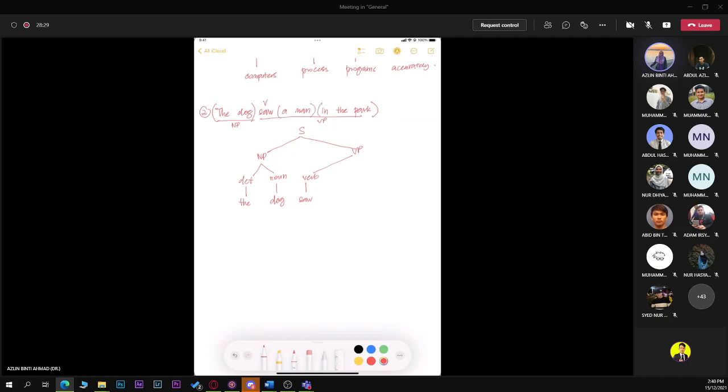Okay, a man dan in the park. So, you boleh pecah jadi noun phrase. Ini PP. PP ni apa benda pula? Preposition phrase. Okay, NP dia ada dua. Kita ada a, determinant. Okay. Kita ada noun. Akan represent man. Betul tak? So preposition. Kita akan ada P for preposition. Ada in. Kita ada determinant untuk represent the. Kita ada noun untuk represent park. Okay, boleh?